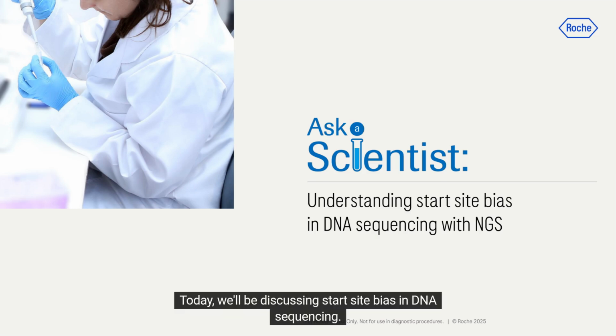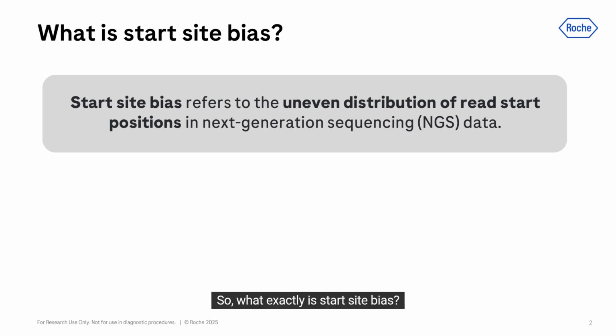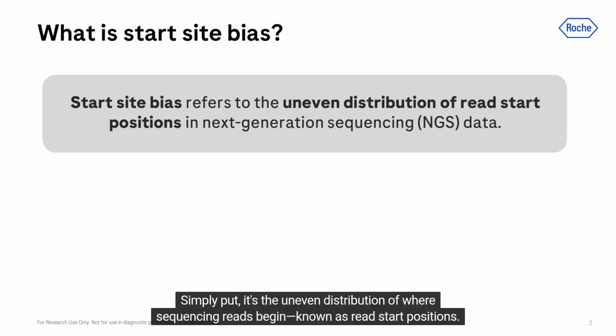Hello, everyone. Today we'll be discussing start site bias in DNA sequencing. This is a crucial topic in next-generation sequencing, as it can impact accuracy. So, what exactly is start site bias? Simply put, it's the uneven distribution of where sequencing reads begin, known as read start positions.